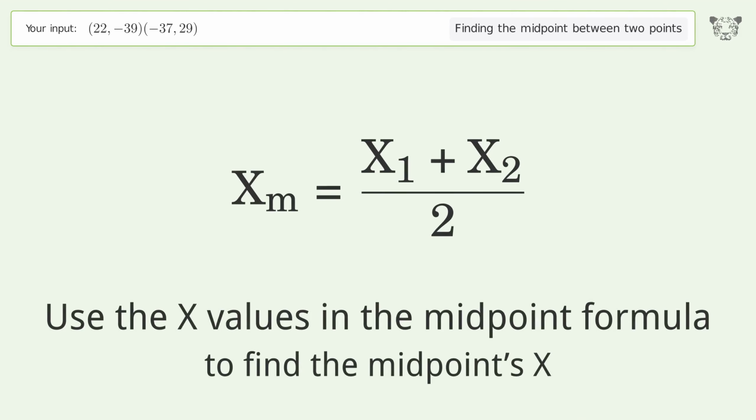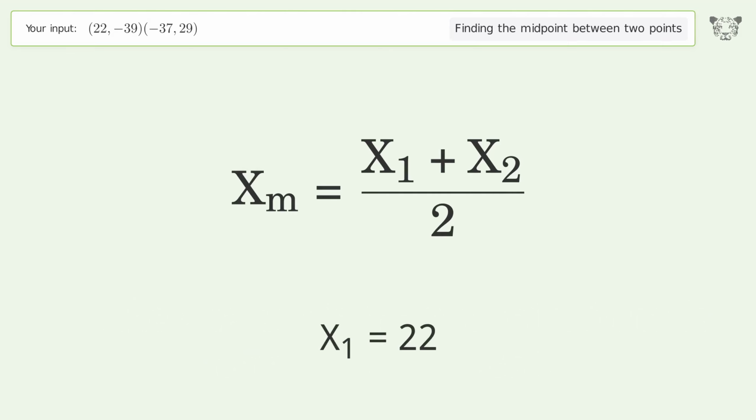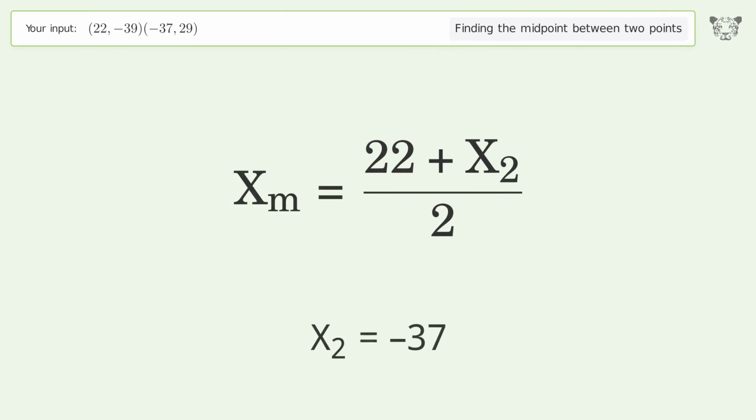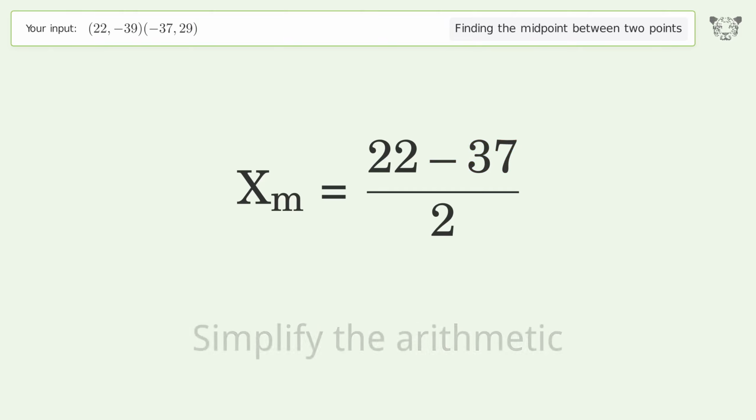Use the x values in the midpoint formula to find the midpoint's x. x1 equals 22. x2 equals -37. Simplify the arithmetic.